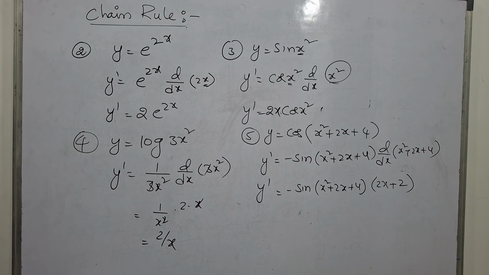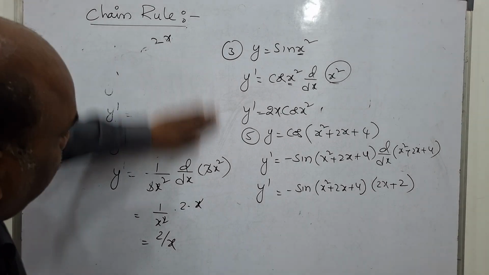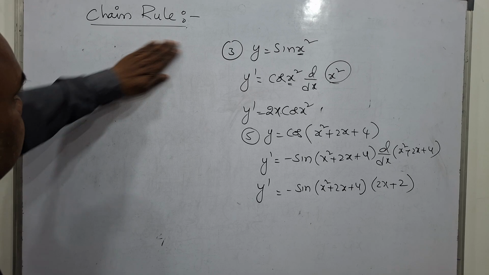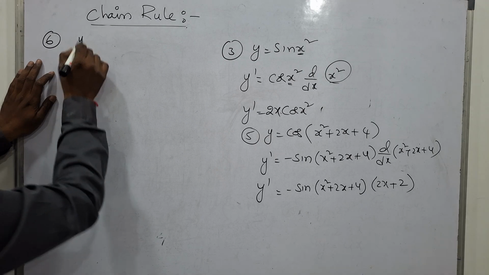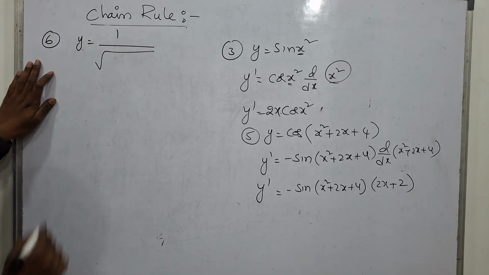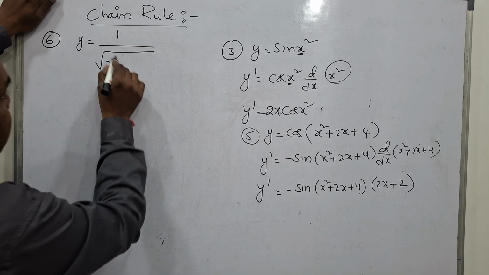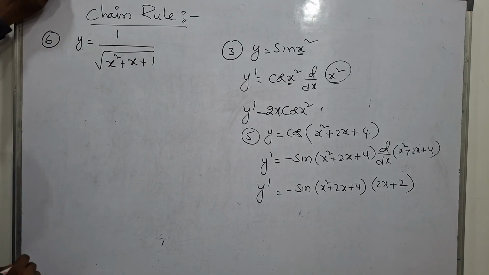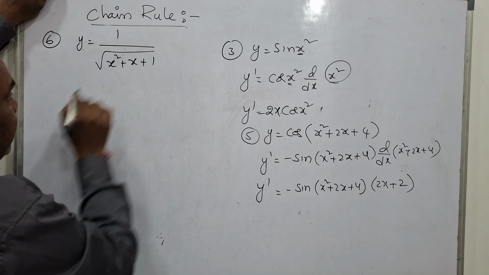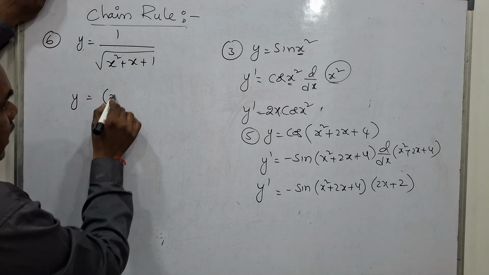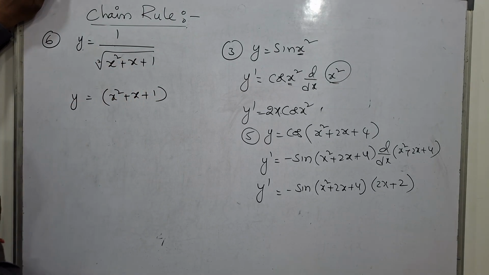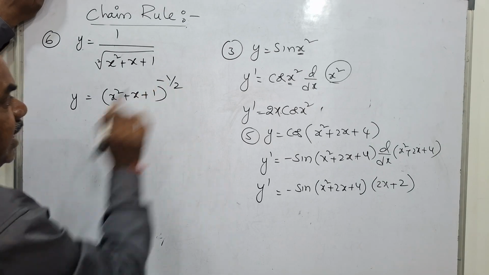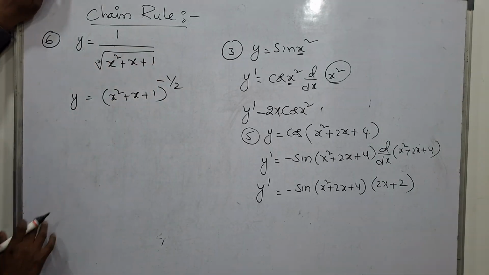Okay, next. One more question. Question number 6, see here. y is equal to 1 by under root x square plus x plus 1. Find dy by dx. y equals 1 over root of x square plus x plus 1. Nothing written means root is power 1 by 2. If it comes into the numerator, the power is minus 1 by 2.